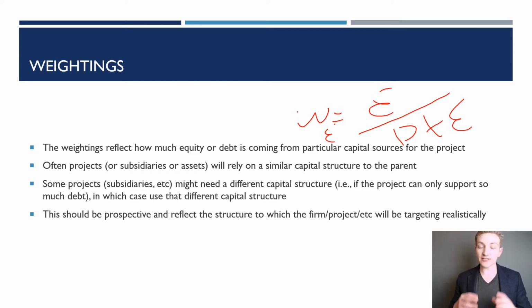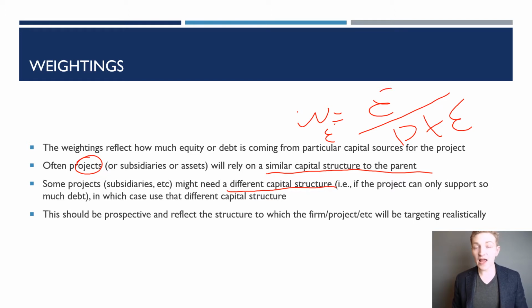Now, importantly here, there's a few things we need to bear in mind. Oftentimes, projects will have a similar capital structure to that of the parent, meaning we can often use the weightings that we just do for a parent company. But some projects might have a different capital structure. If they do, then we might need to use a different weighting here. That could be because a project of that level of risk might not be able to support a significant amount of debt, and therefore it might need to use more equity as a proportion of its financing.